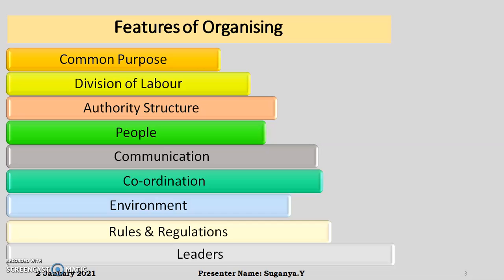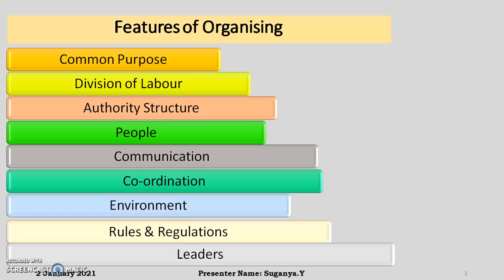specialization. The third feature is authority structure. Authority means giving power to a person to do a work. I already told you that in organizing, we are going to speak about authority and responsibility.